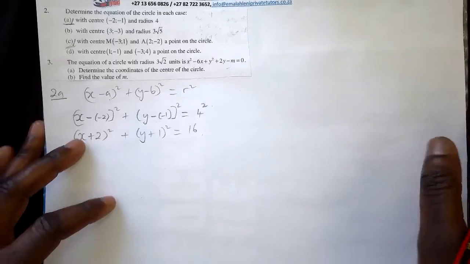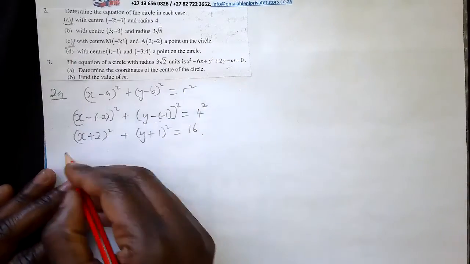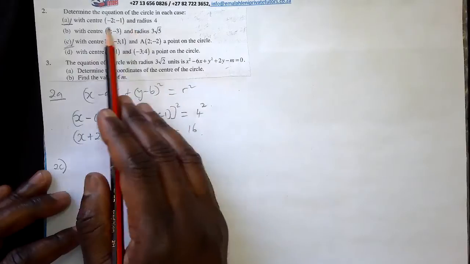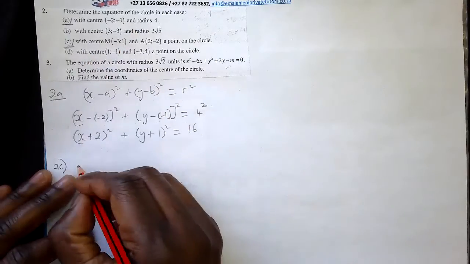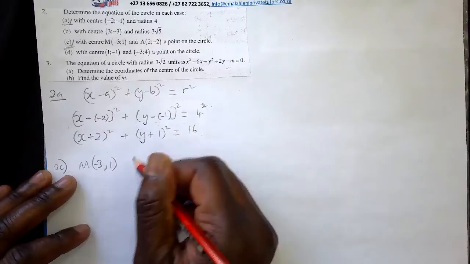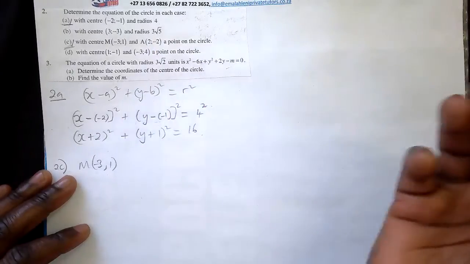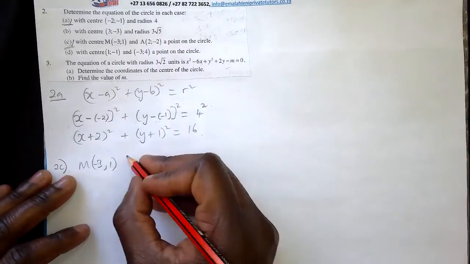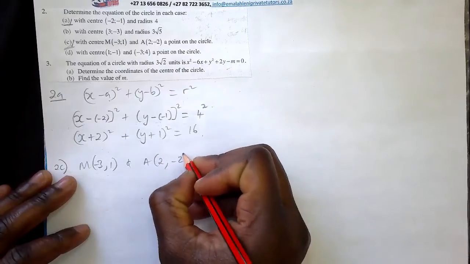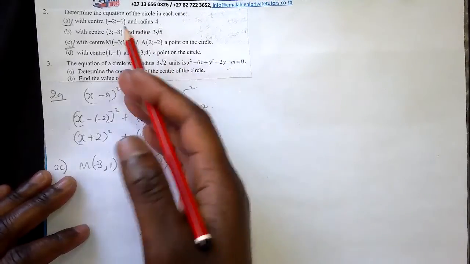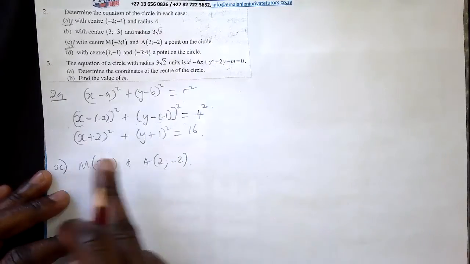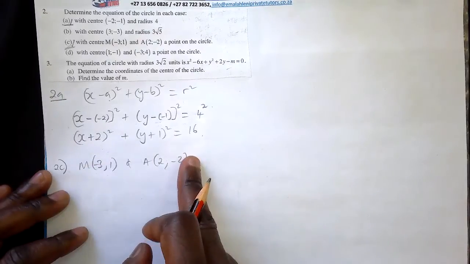Okay. But now let's see again when it's 2C, and see what we are required to do. Calculate the equation of the circle with center M. So M is what? -3 and 1, and we are just given a point, 2 and -2. So we want to find the equation of the circle. So for the equation of the circle we must find the radius first, and the radius is between these 2 points, a center and a point on the circumference.